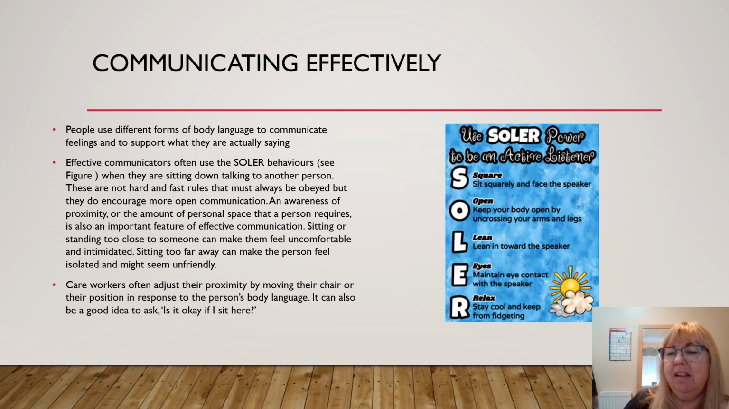So S, square. Sit squarely, face the speaker. Squarely means not leaning away in the opposite direction if they're over there, but sitting properly down in a chair towards them. O, open. Remember Barack Obama. Don't sit like Donny. Sit like Barack. Okay, that's a good one. Sit like Barack. Open. Keep your legs and arms uncrossed because that's a defensive sit. Sit back like he was.